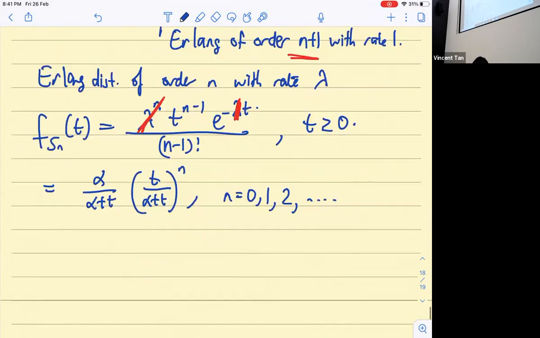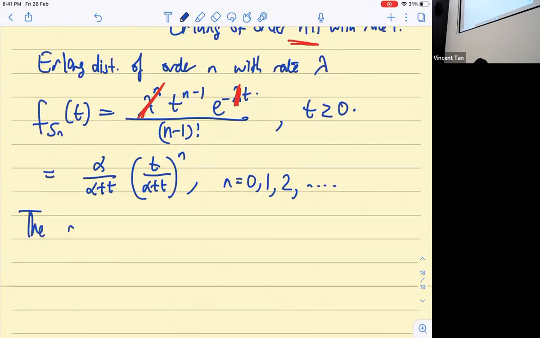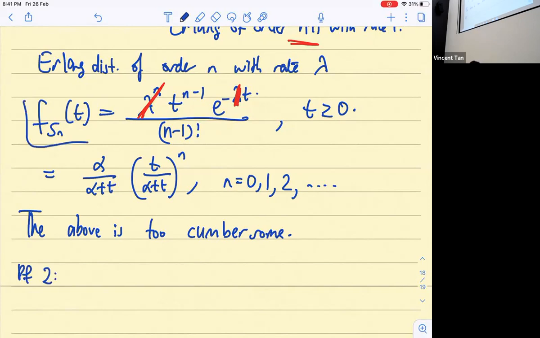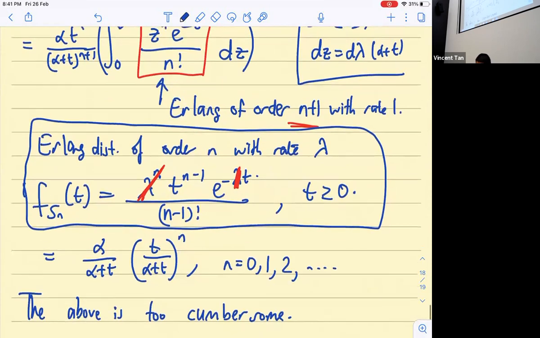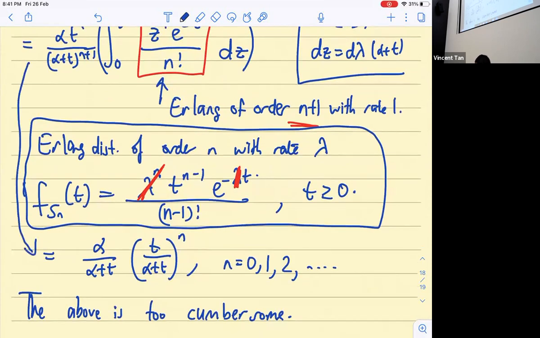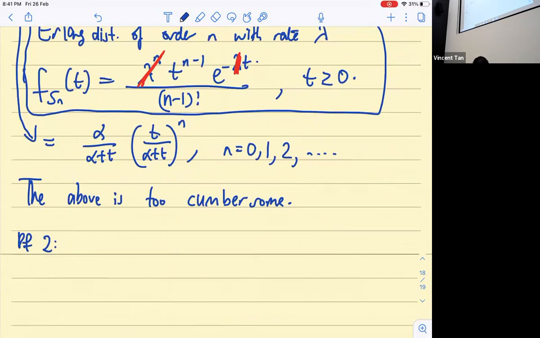All right. So the above is too cumbersome, even though it can be done. Let's do a proof 2 of the same result. This actually is important. This is just for side information. So this actually goes down to here, equality. The above is too cumbersome. Let us use a smarter method.